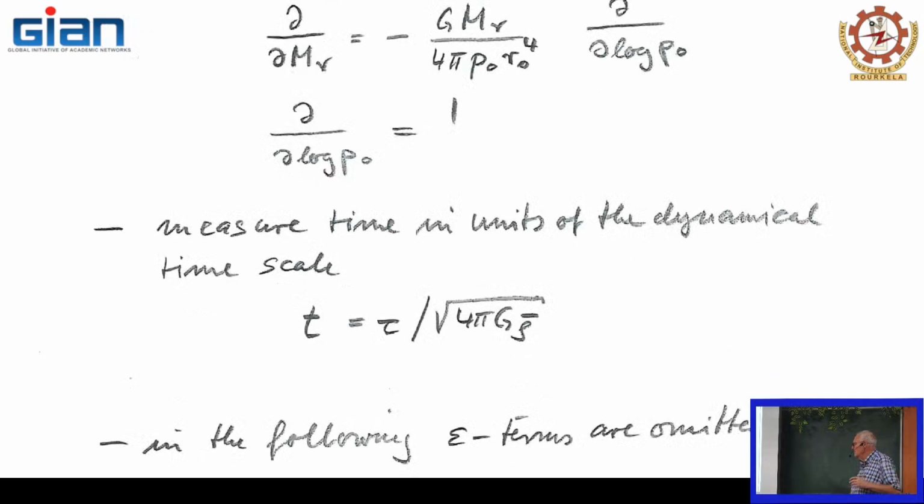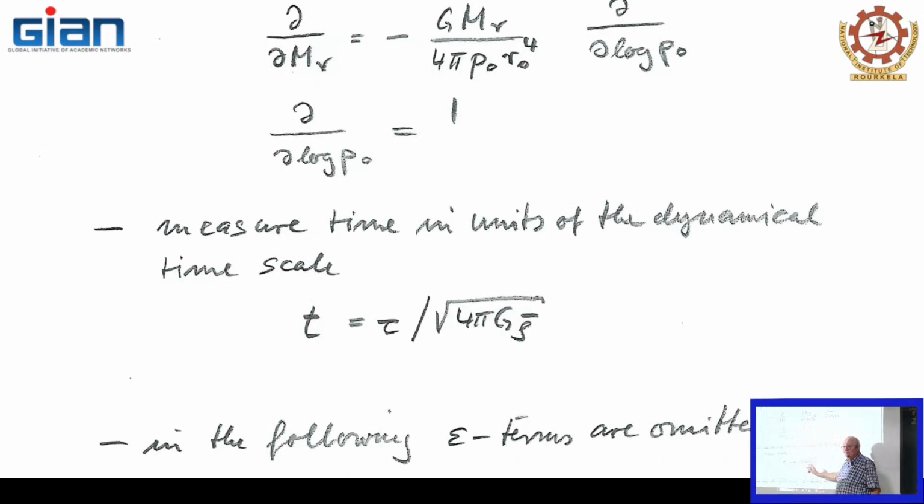The dynamical timescale is nothing but the inverse square root of G times the mean density of the star. This is also what is contained in the period density relation. So we go from time t to a dimensionless time tau by dividing by the dynamical timescale, which is the square root of 4 pi times the gravitational constant times the mean density.